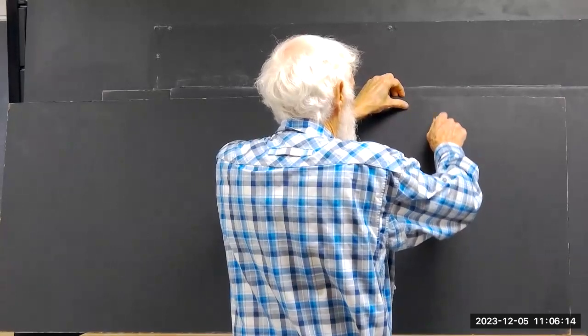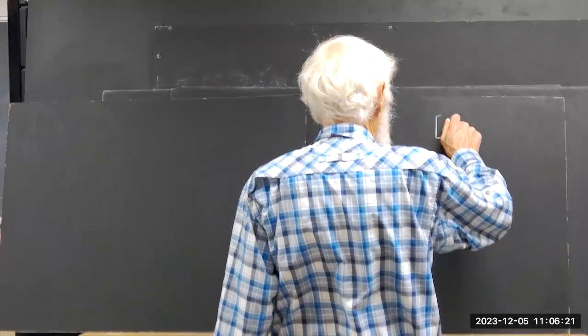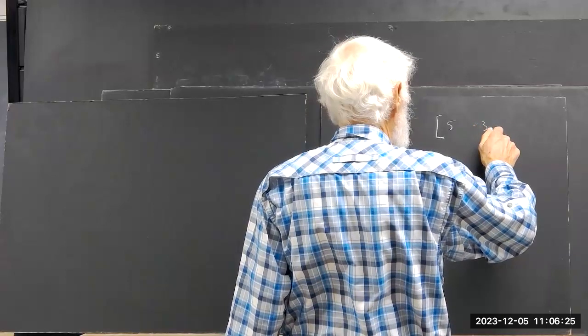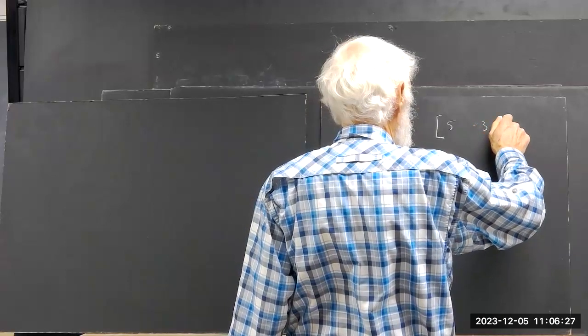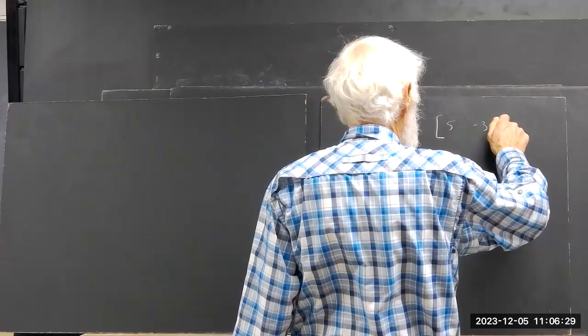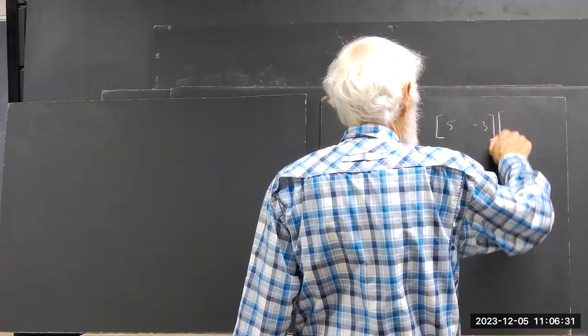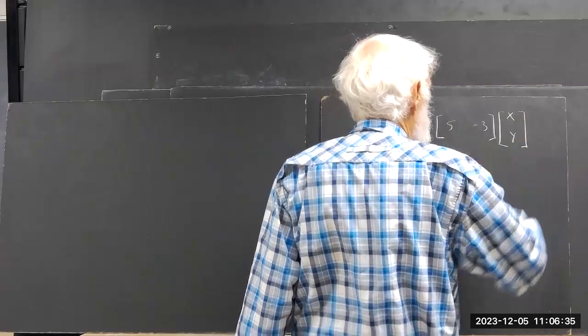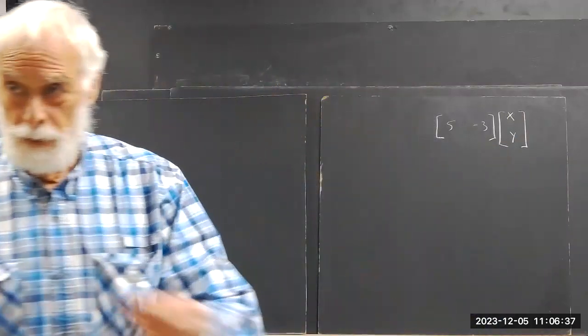so let's multiply a row by a column. Okay, let's multiply the row 5, -3 by the column X, Y. What do you get?